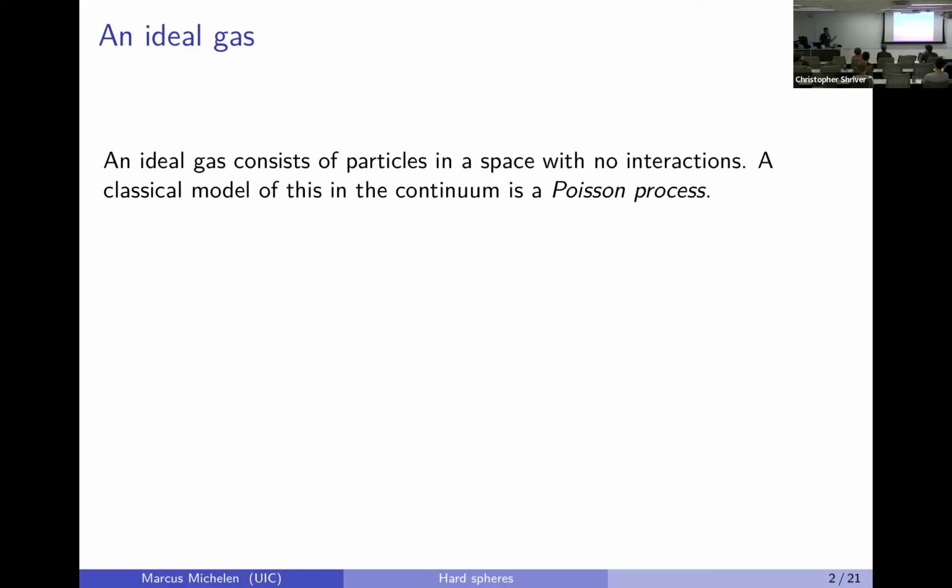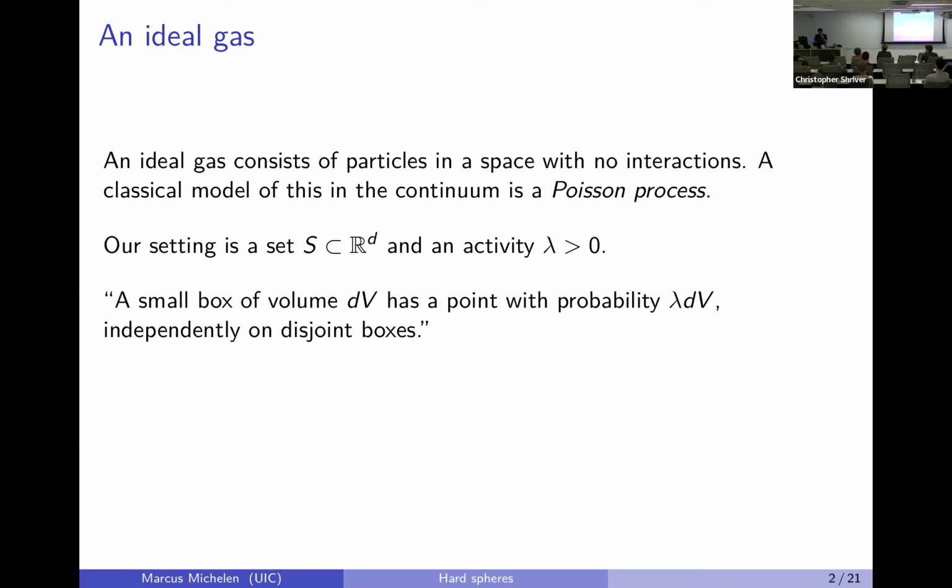So hopefully we've all seen a Poisson process. I'm going to just sort of redefine it very informally so we can really feel that this is an ideal gas. So I'm taking a set in R^d. You can put this in a more general space if you would like to, and we might do that later. And I have an activity, or as Harris called this, we might call it a fugacity later on. And now each little box of dV is going to have a point in it with probability lambda dV. And I want these to be independent of each other. And this is a way to define a Poisson process.